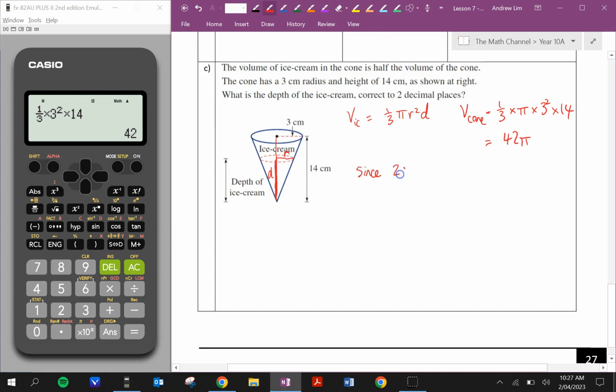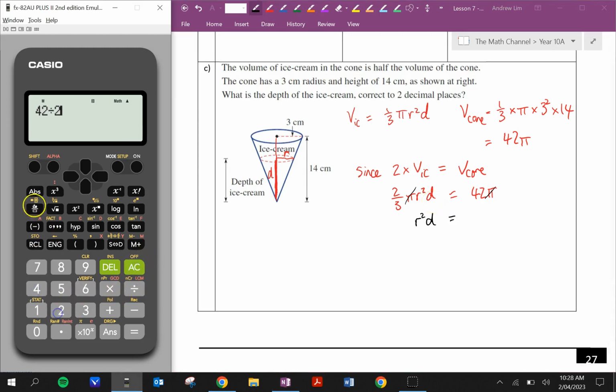So technically, since 2 lots of the volume of the ice cream is equal to the volume of the cone, we need 2 lots of this, which is 2/3 pi r squared d, and that's going to equal the volume of the cone, 42 pi. Since both sides have pi, we can cancel them out. And I'm just going to divide both sides by 2/3. So 42 divided by 2/3 gives us 63. Okay, so r squared times d is equal to 63.